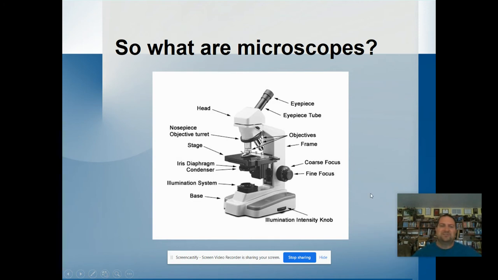So microscopes. This is the way microscopes look. You will need to know parts of the microscope, and you can always pause this and look at the different parts. Functions of these things we should know. We're going to be doing this more virtually with our labs. Within it, these are the objectives.